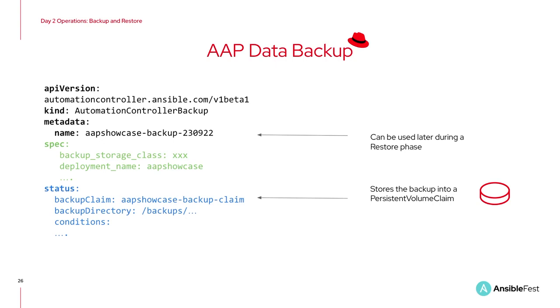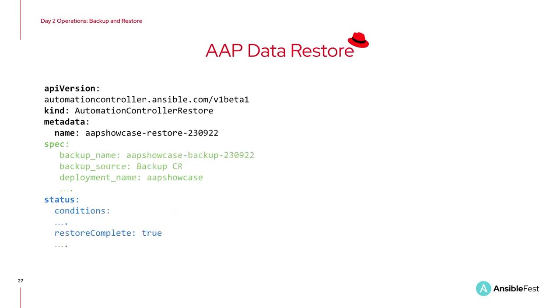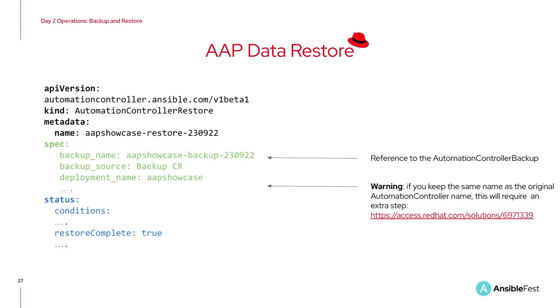But having a backup is great, but having a successful restore is even better. So when doing a restore, you can easily reference the name we defined before. And another important thing we just saw during our tests, whenever you use the same deployment name, then several additional steps are required. You can find it in this article. I will also share these slides afterwards, so you have it all together.